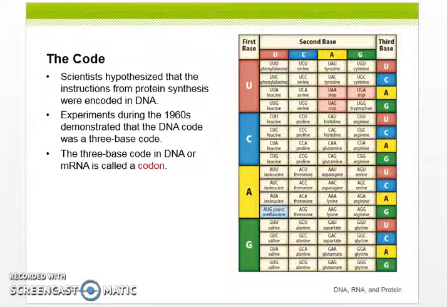The code. Scientists hypothesized that the instructions for protein synthesis were encoded in DNA. The 3 base code in DNA, or mRNA, is called a codon. So, UUU is a codon. UCC is a codon. UCG, that's a codon.